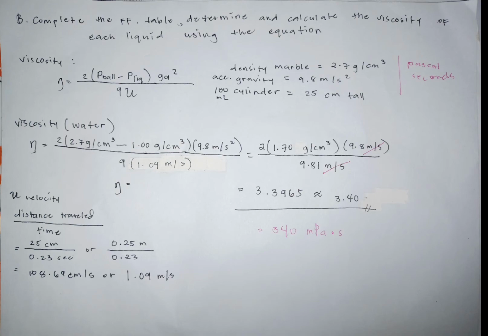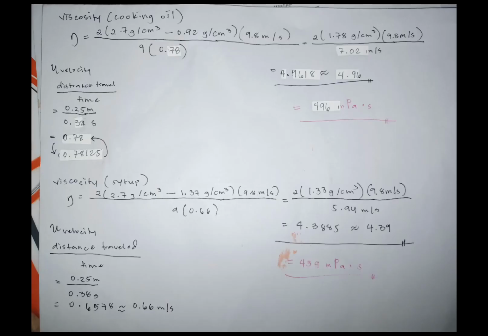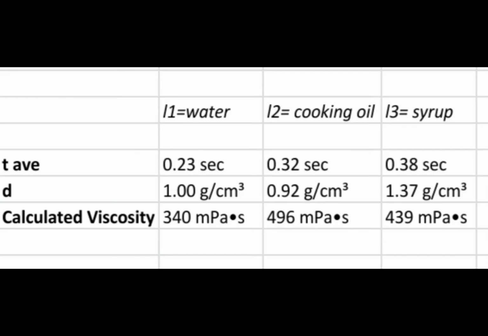1.09 meters per second. And now, we have to do the same thing with the other liquids in order to calculate for our viscosity. So, for the viscosity of our cooking oil, we have 4.96 Pascal seconds or 496 millipascal seconds. And for our syrup, we have 439 millipascal seconds or 4.39 pascal seconds. And so you can see this is the summary of the table with our calculated viscosity.